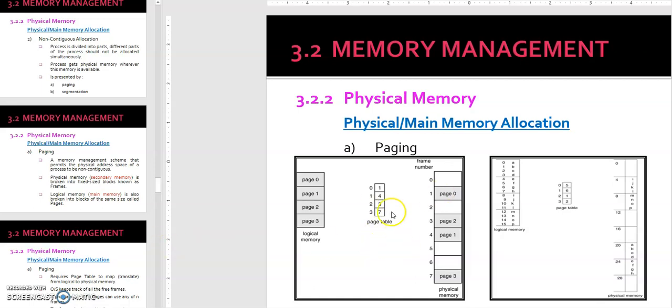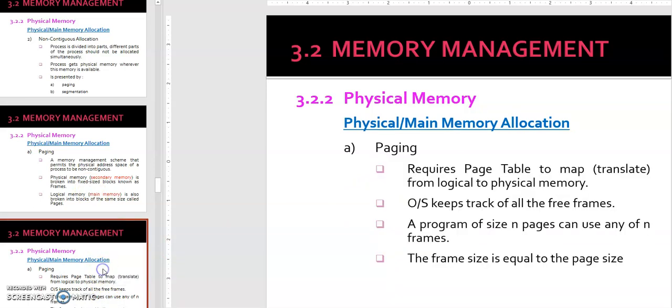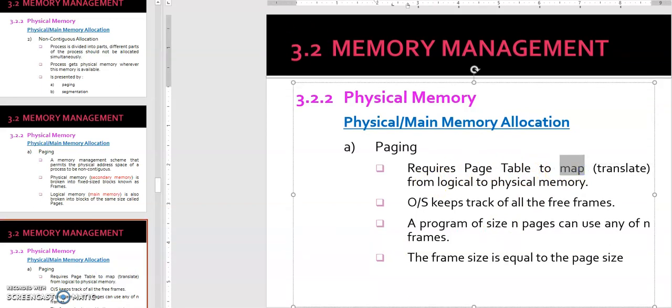So what is a page table? A page table is a map. It's a map to translate logical to physical memory, and the operating system keeps track of all the frames.